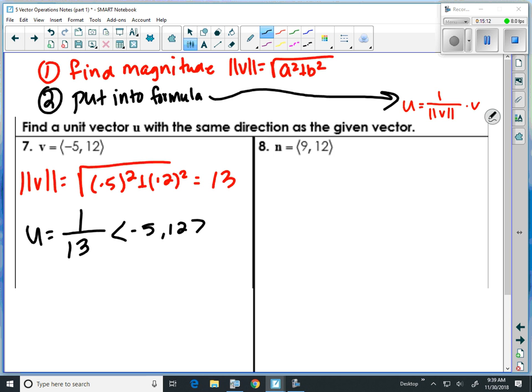And again, this is just like distribution. It's that multiplication. So you do 1 over 13 times negative 5, which is negative 5 over 13. And 1 over 13 times 12, which is 12 over 13. Okay. Now, last step, can we break those fractions down? Can they be reduced? No. There's nothing we can do with those fractions, so we're done. That's our final answer.